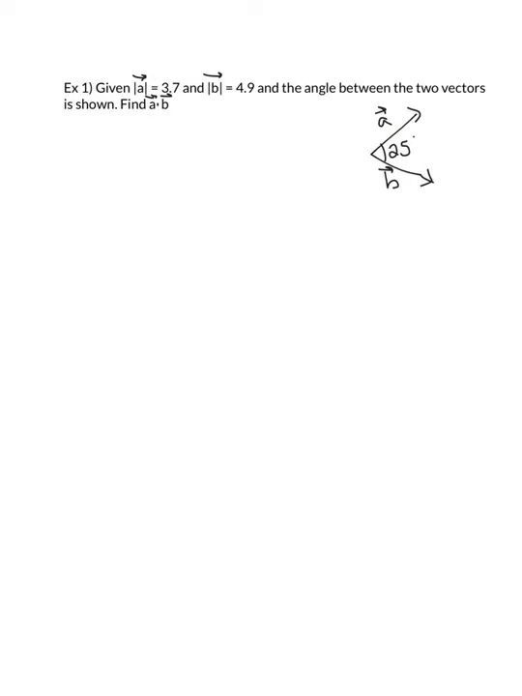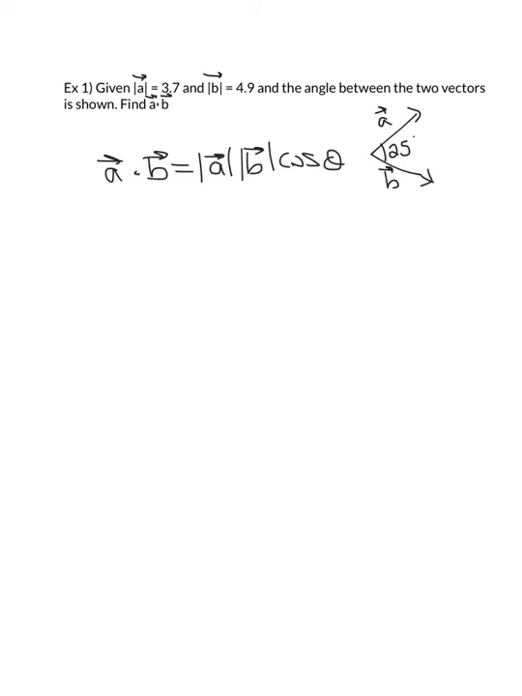We're going to start off with a really easy question. So given the magnitude of vector A is 3.7 and the magnitude of vector B is 4.9, and the angle between the two vectors is shown. So if you look at the diagram, you can see that the angle between A and B when they're arranged tail to tail is 25 degrees. Find A dot B.